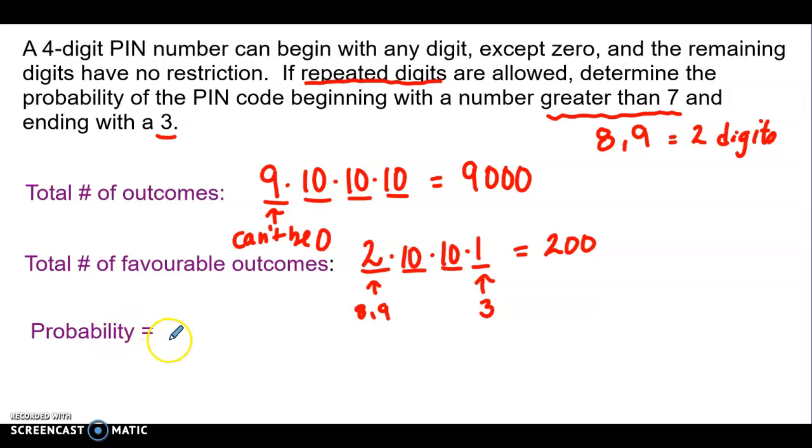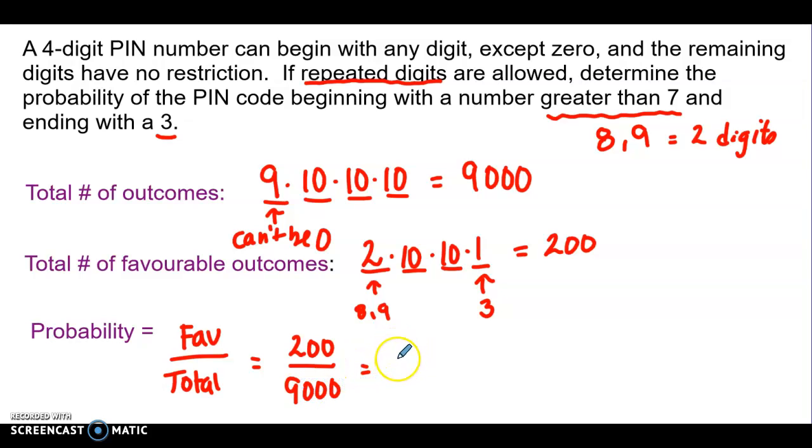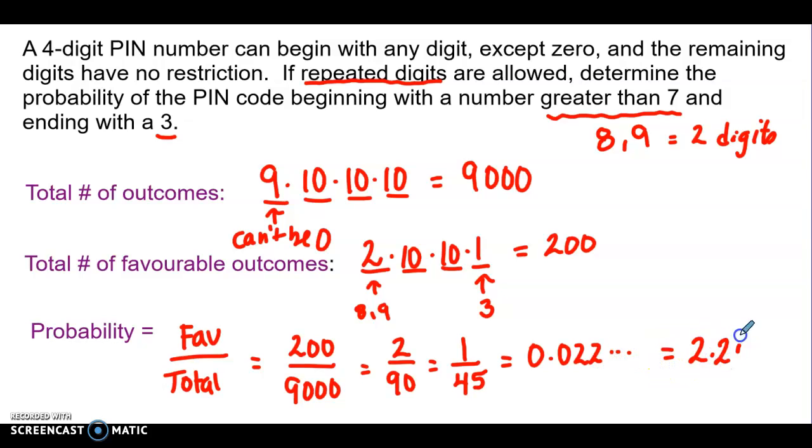To finish up, we're looking for the probability. Probability is our favorable outcomes over the total. Our favorable outcomes is 200, and our total outcomes is 9,000. We can write that as a fraction in lowest terms, and that can be reduced to 1 over 45. If we write that as a decimal, that's 0.022 repeating. And we can write that as 2.2%.